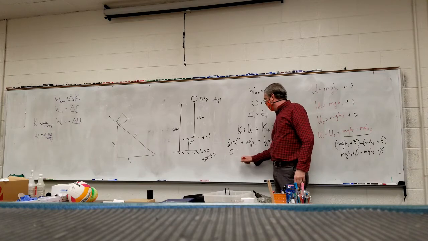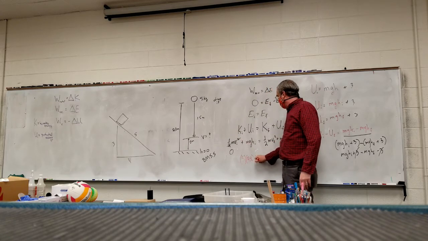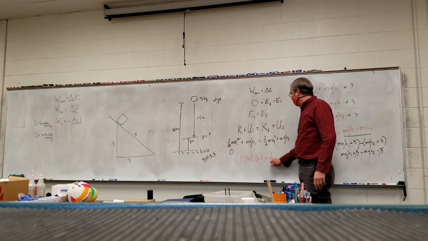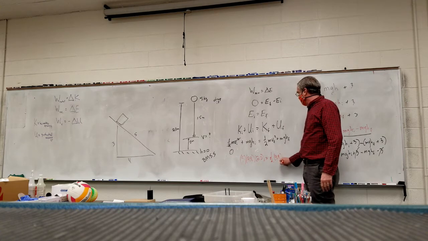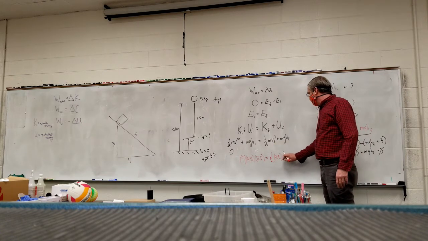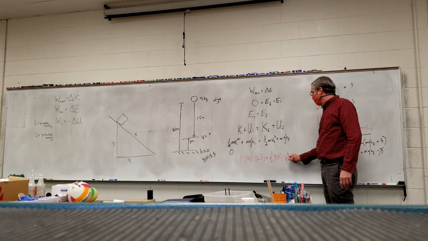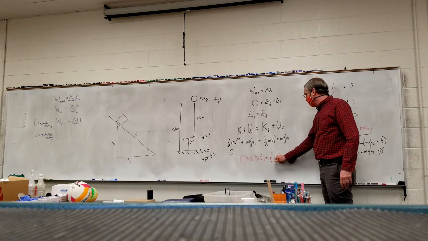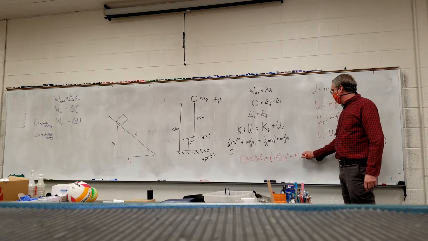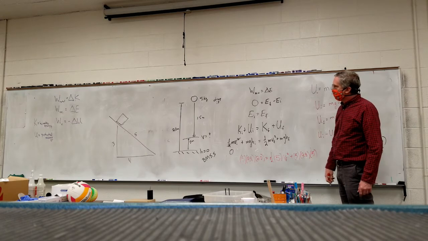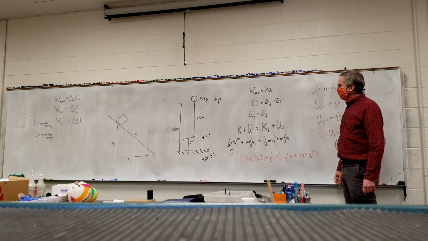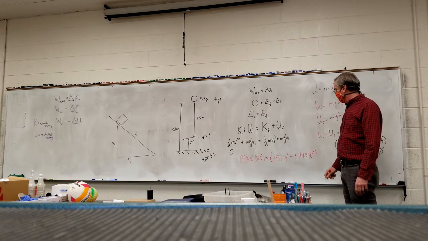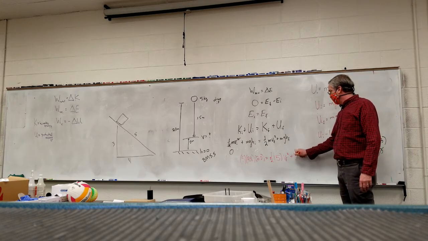So we have 5 times 9.8 times initial height of 20 equals 1/2 times 9.8 times V, that's what we're trying to find, VF squared, plus 5. Oops, that should be a 5 there, not a 9.8. Plus 5 times 9.8 times 5. I don't like using the same number twice, but this is 5 kilograms here, and this is 5 meters here.